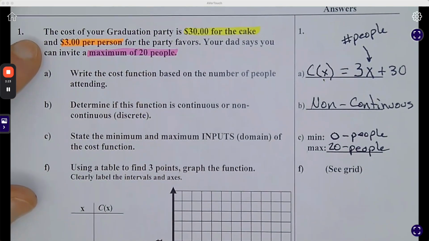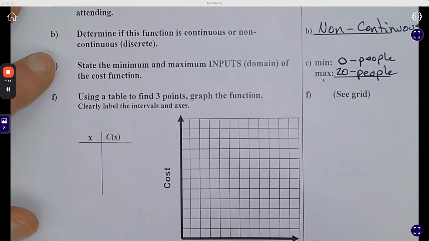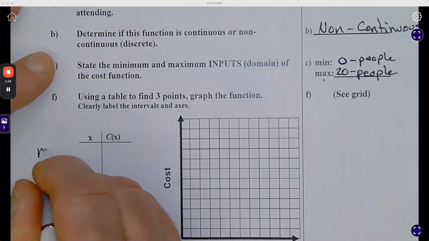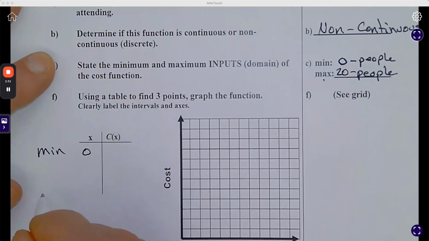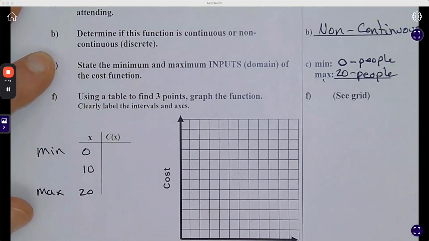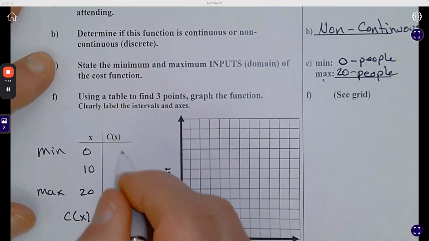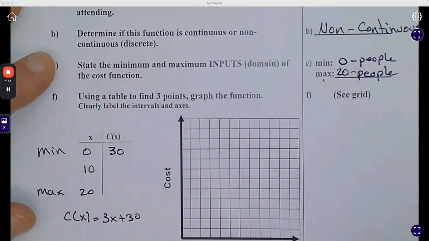Okay, now let's make a table of values. Find 3 ordered pairs. Okay, this isn't bad. Always include your minimum input and your maximum input. And then pick one in the middle. I'm going to pick 10. It just kind of popped out at me. So now I'm going to go to my function and put in these different values. Well, if I put in 0, 3 times 0 is 0 plus 30. So that's easy. Just have to pay for the cake because no one showed up.